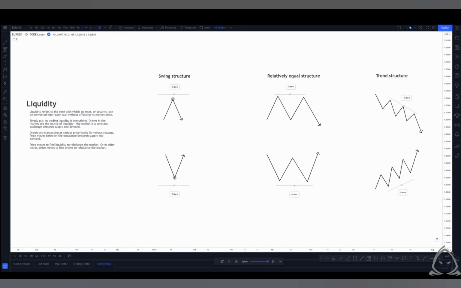So when we think about this in the simplest terms in trading, liquidity is literally everything. Orders in the market are really the source of the liquidity that we're seeing. The market is in a constant battle between supply and demand. Supply and demand is exchanging, and at the end of the day, at any given price on a price chart, there are orders. People are looking to buy, people are looking to sell.